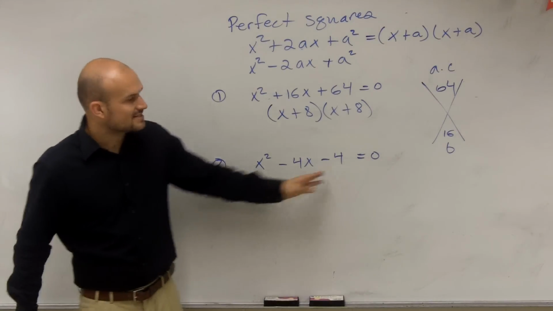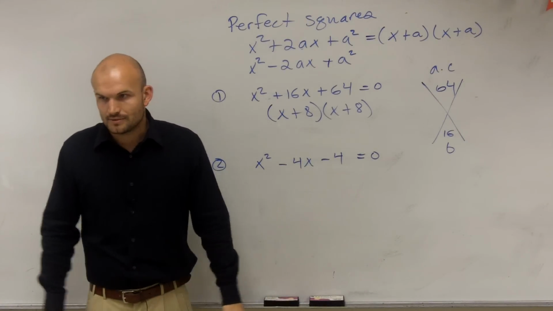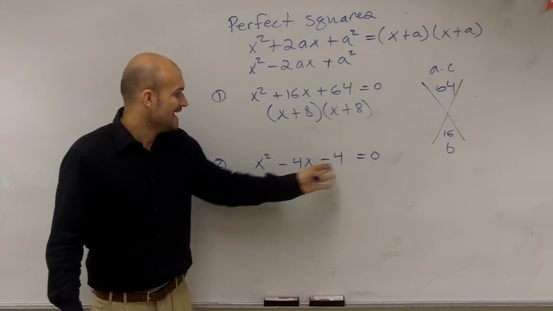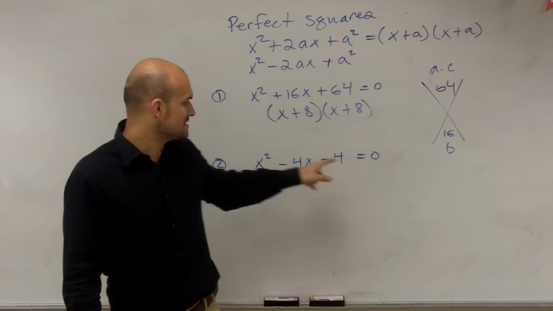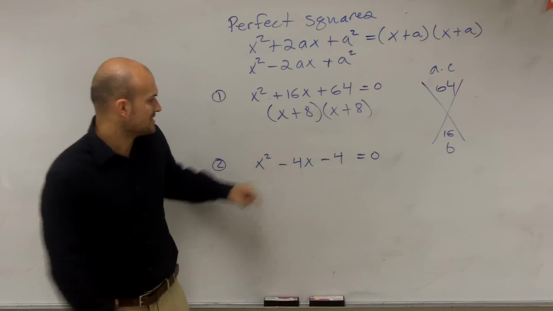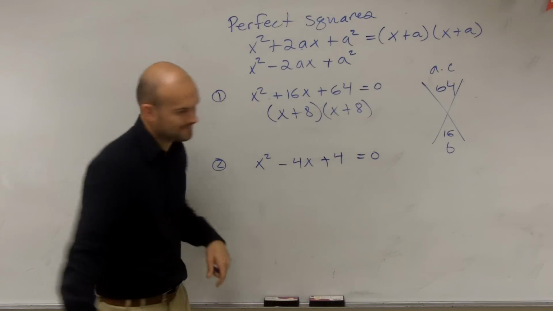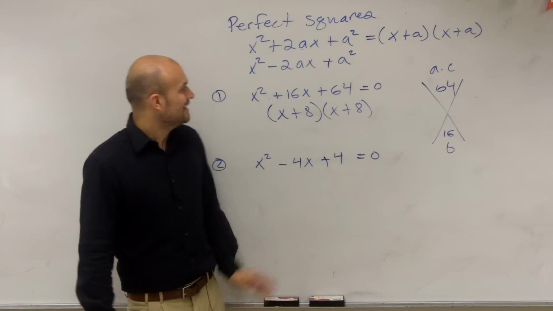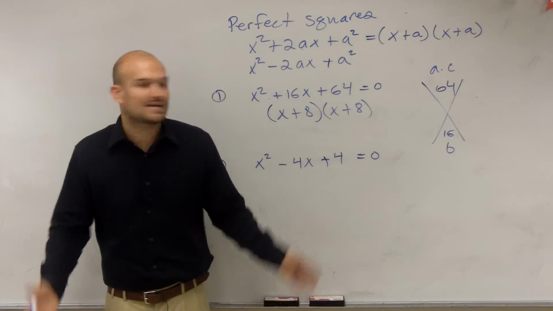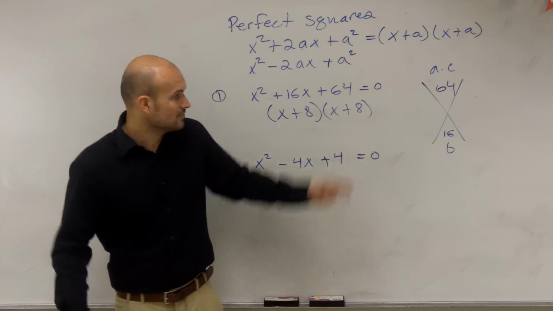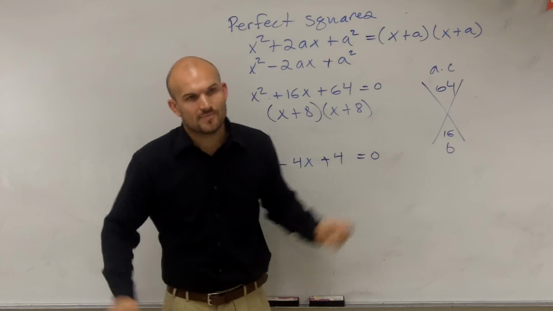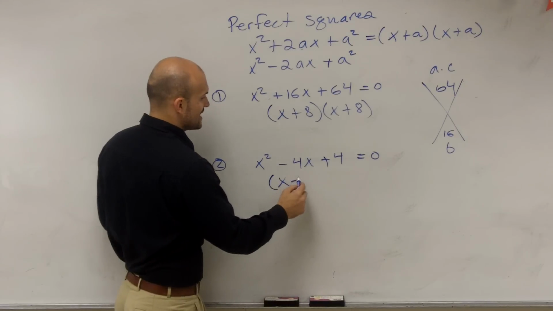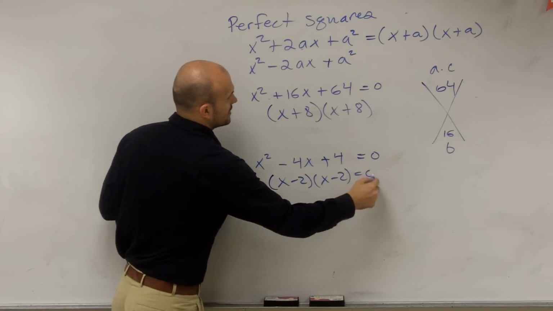Now let's look at the next one. Is negative 4 a square number? Well, negative 4 isn't. But is 4 a square number? Yes, it is. Sorry, that's plus 4. Is 4 a square number? Yes. Is the middle term negative 2 times that? Yes. So rather than putting 4 up top and negative 4 on the bottom and thinking about it, you should automatically see, oh, square number, that's 2 times it. I can write this as x minus 2 times x minus 2 equals 0.